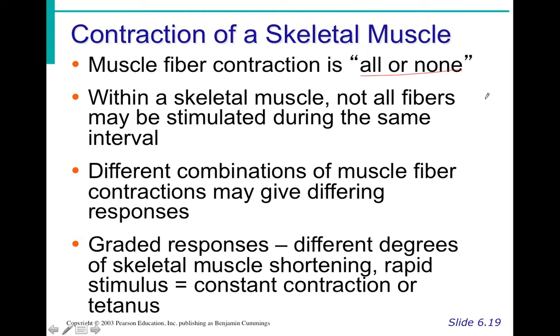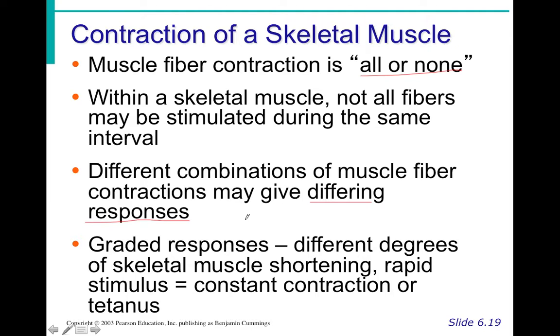Within a skeletal muscle, not all the fibers are going to be stimulated during the same interval, which is what I just explained to you. Different combinations of these muscle fiber contractions can give differing responses. For example, walking as opposed to leg pressing in the weight room trying to max out. Those are two very different jobs, and they have different responses because of how many muscle fibers and which muscle fibers you're activating. We have what are called graded responses. Those are different degrees of muscle shortening with a rapid stimulus, like a constant contraction or tetanus. And so that's a graded response. It's just there's different degrees of muscle shortening.